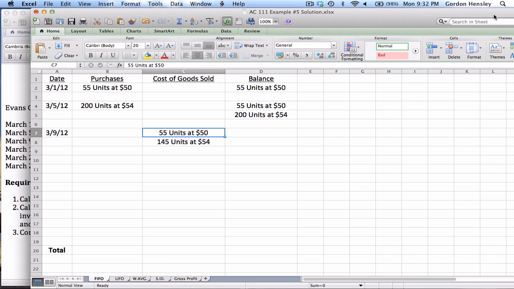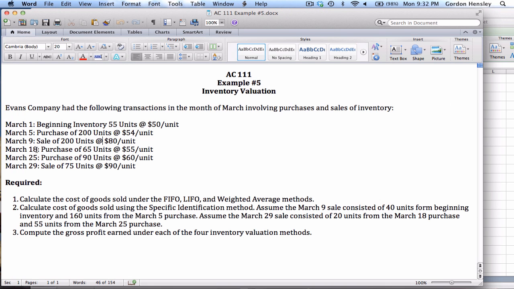Now, what that's going to do to my layers of inventory, that layer of 55 units at $50 is gone, and of those 200 units that I had at $54, 145 of those are gone. So all I'm left with now are 55 units at $54. So you see how I had to peel that off. I peel it off layer by layer, first in, first out. That's the proper way to do that. So that takes care of the 9th.